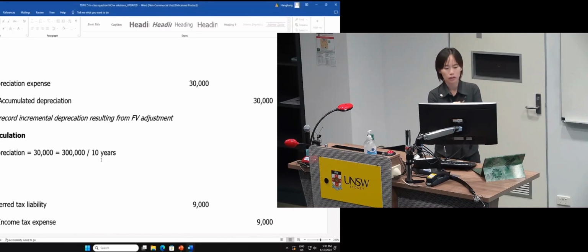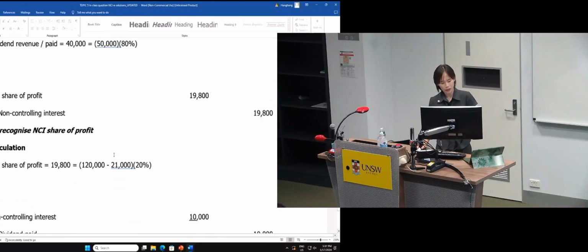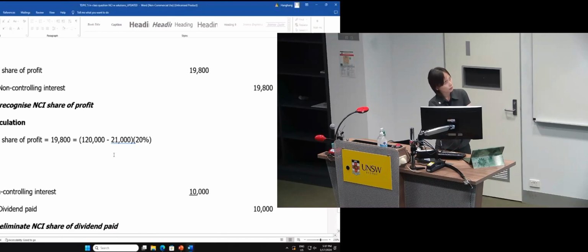Because these adjustments relate to the asset used by the subsidiary and included in the subsidiary's records, the amount of depreciation is understated compared to the group. Your adjustment in the worksheet therefore reduces the after-tax profit of the subsidiary by 21,000. So this is our step 3 entry. The adjusted profit of the subsidiary is allocated proportionally, 20% to NCI, and we debit NCI share of profit, credit NCI.